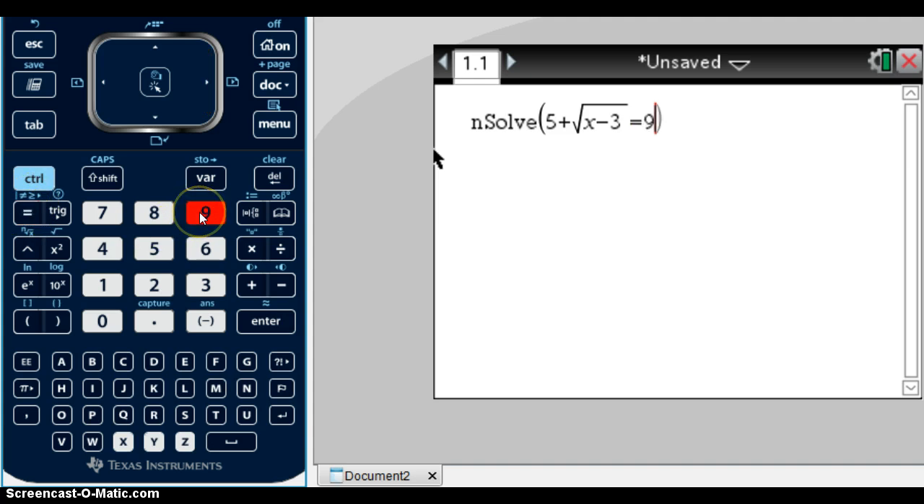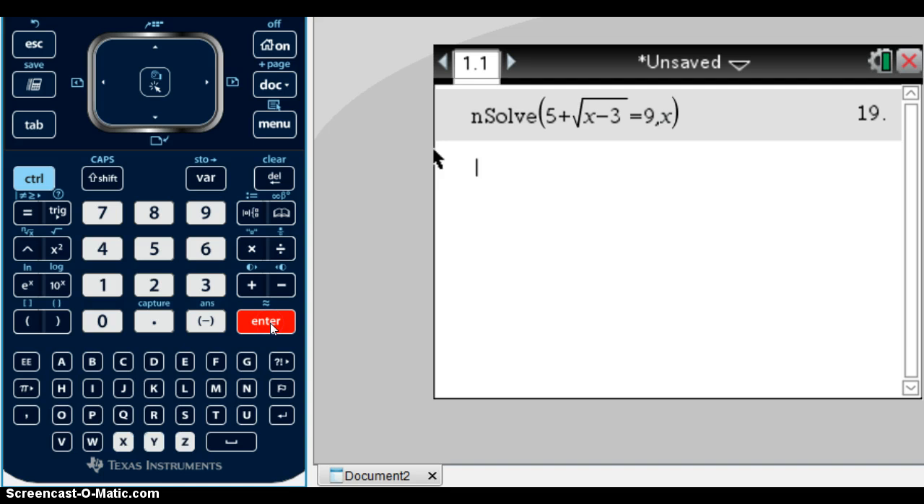Now, make sure you hit comma and then x, just like what you did before, and hit enter. And so I get x equals 19. Now if I need to verify it, I can do 5 plus square root of 19 minus 3, press over to get out of the square root, equals 9, and it'll tell me true or false.